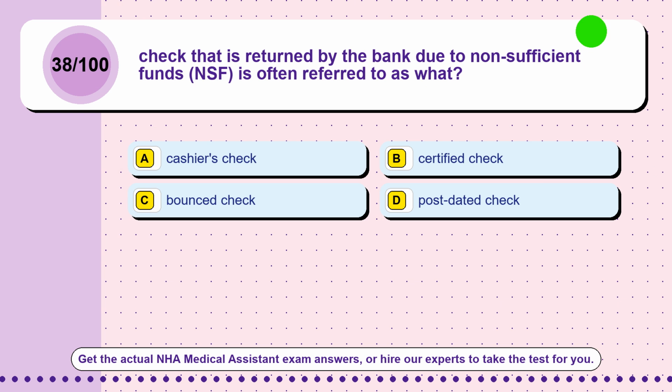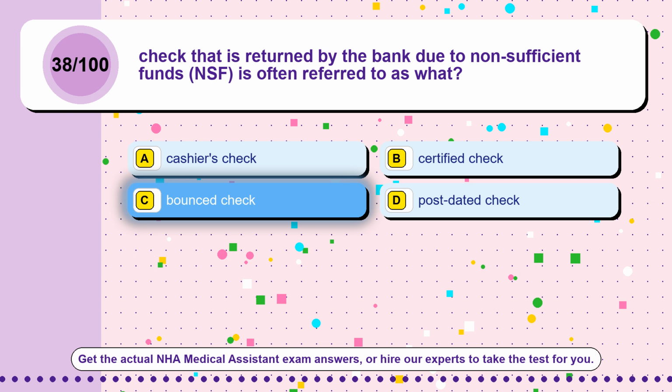Question 38. Which of the following tubes should be collected last in the standard venipuncture order of draw? Option A, light blue top. Option B, lavender top. Option C, grey top. Option D, green top. The correct answer is option C, grey top.